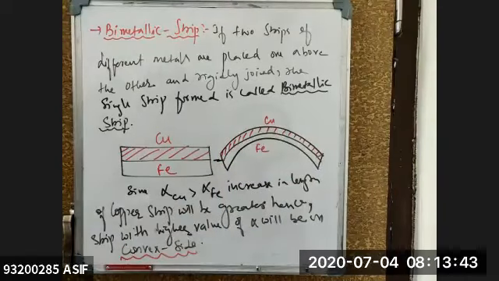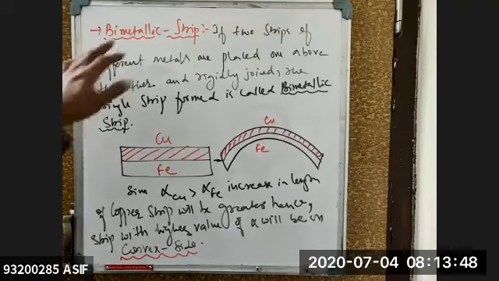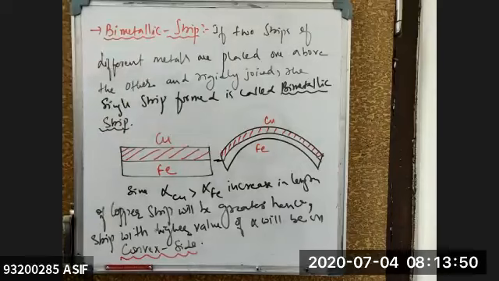So what exactly is a bimetallic strip, beta? A 2 mark question even for board examination, he may ask you, define bimetallic strip. Bimetallic strip is nothing but what? If two strips of different metals are placed one above the other and rigidly joined, the single strip formed is called a bimetallic strip. Here I am taking the example of copper and iron.